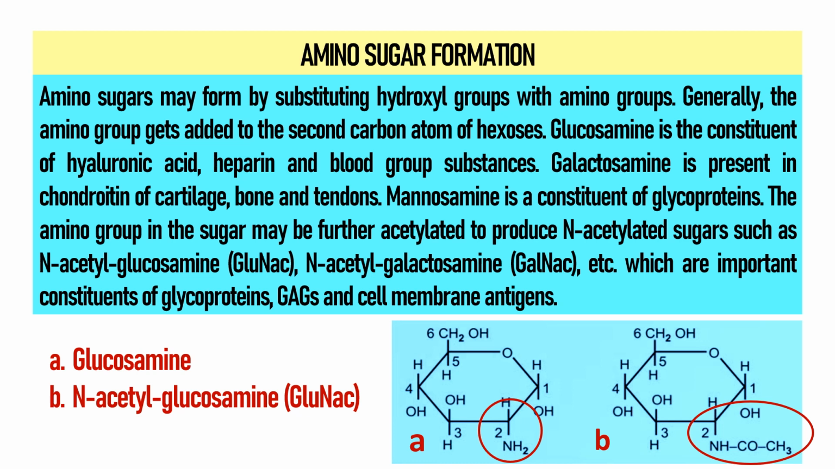The amino group in the sugar may be further acetylated to produce acetylated sugars such as N-acetylglucosamine, N-acetylgalactosamine, etc., which are important constituents of glycoproteins, glycosaminoglycans and cell membrane antigens.